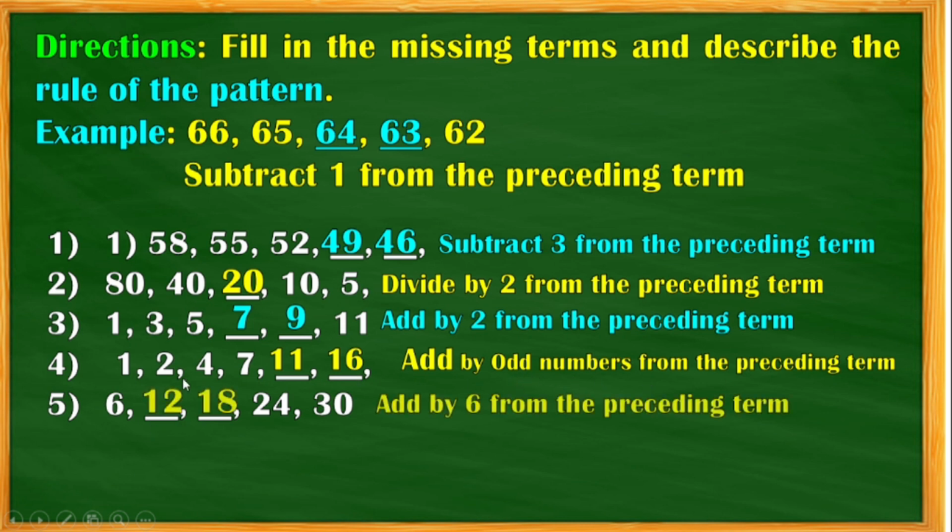And then for number 5, the rule is to add 6 to the preceding number. So the missing terms are 12 and 18. 6 plus 6 is 12, 12 plus 6 is 18, 18 plus 6 is 24, and 24 plus 6 is 30. So those would be the correct answers.